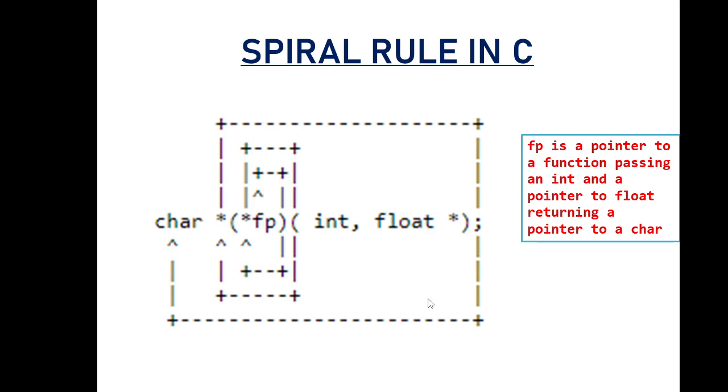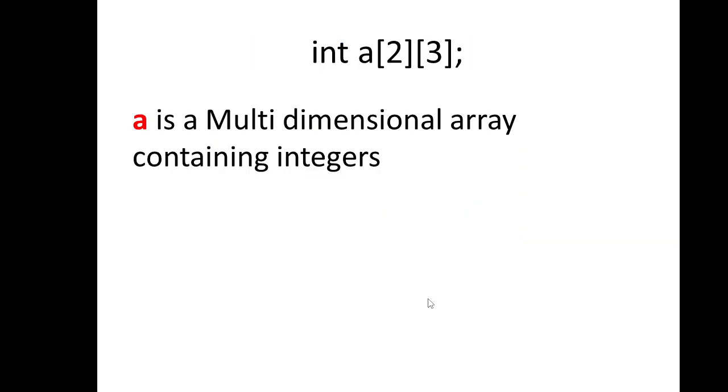Okay. So this is the spiral rule. We have to read like this. If you apply the spiral rule in here, we start from the unknown variable. A is a multidimensional array containing integers. So this is nothing but an array of integers. So how many elements are there in the 2D array? The 2D array contains two single D arrays, and each single D array contains 3 elements. How many single Ds? 2 single Ds. So that means 6 elements. 6 into 4, 24 will be the size allocated for this.